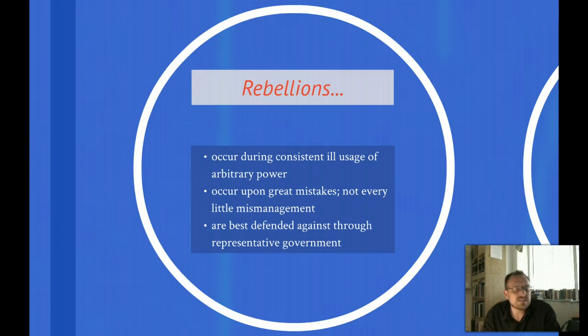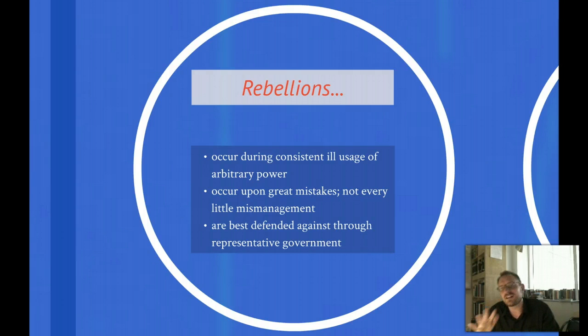Locke even says explicitly that a small bit of corruption by a few individuals does not constitute a reason to revolt. Sometimes this is referred to as the right to revolution, right? There has to be great mismanagement. It can't be one law. It has to be many laws, for instance. And finally, rebellions are best defended against through representative government.